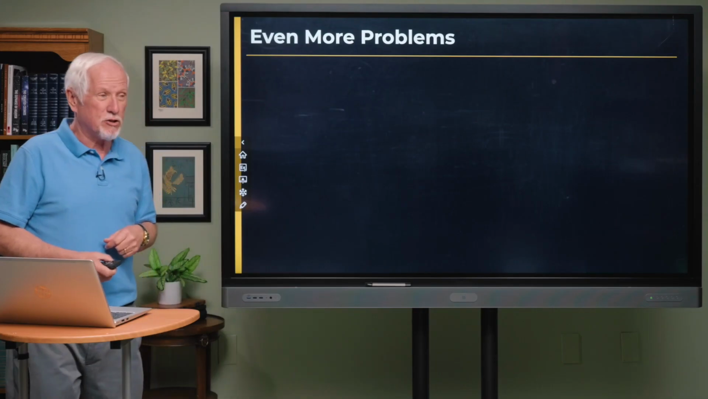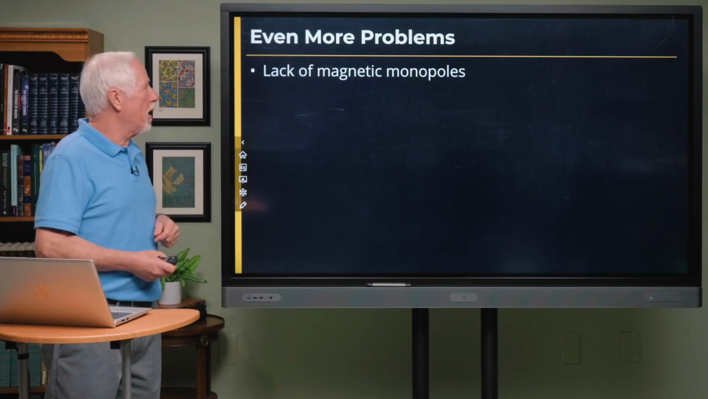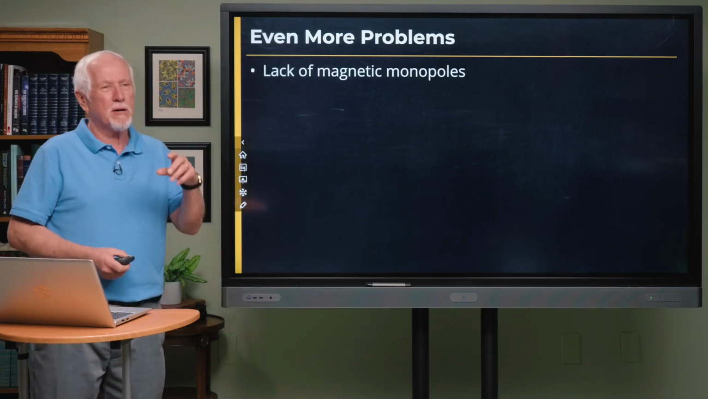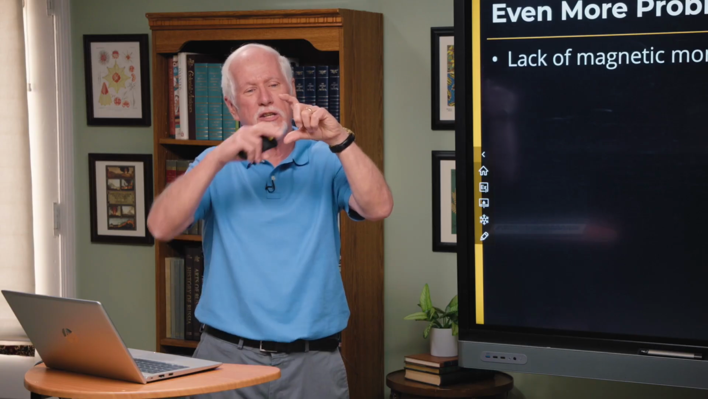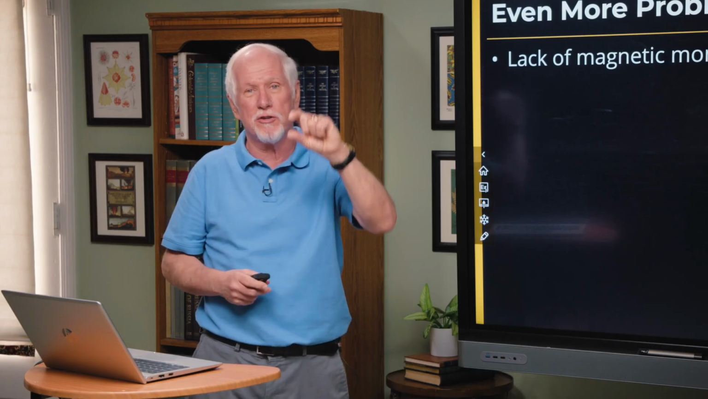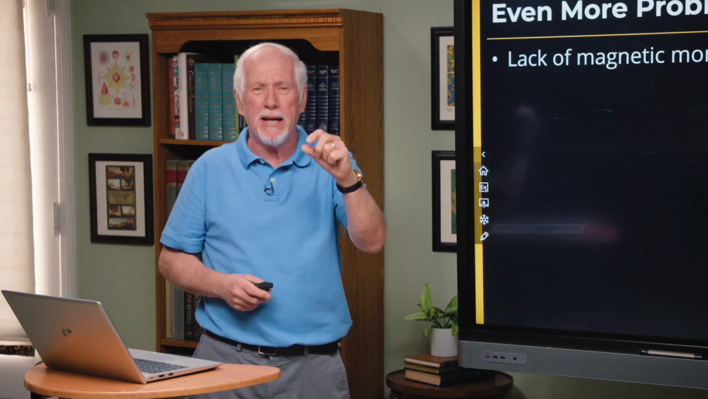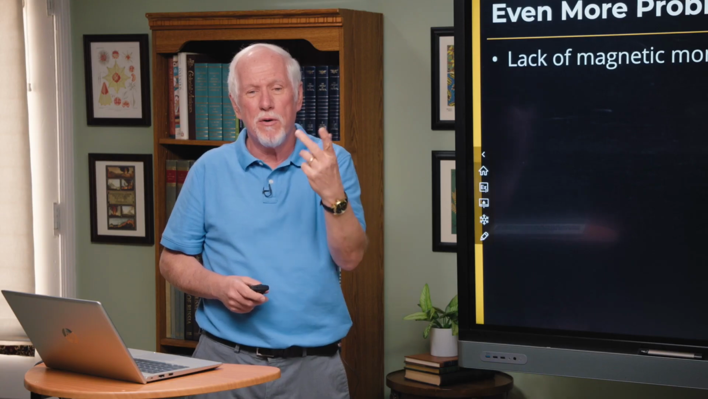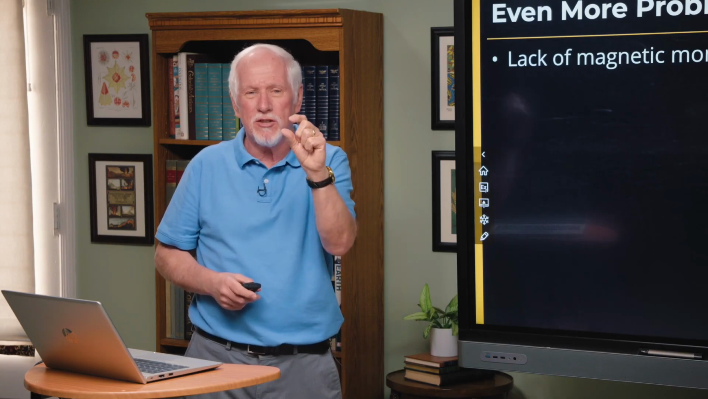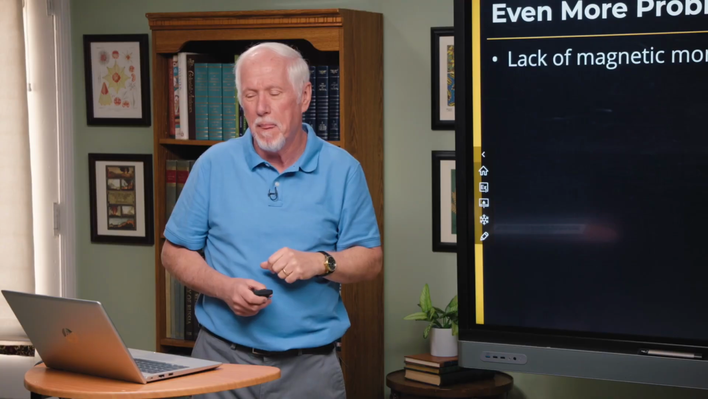There are other problems as well. If you study electricity and magnetism, there are no monopoles. What happens if you take a bar magnet? It's got a north and a south. If you cut it in half, you'll have two magnets, a north and a south. No matter how many times you cut the magnet, you'll still have a north and a south. It's a dipole, we say. It has two poles.